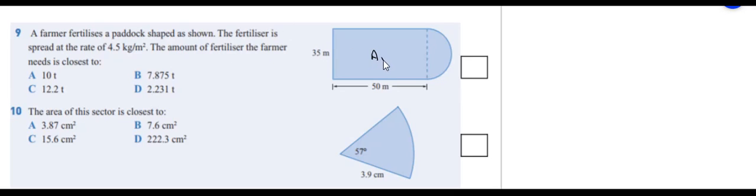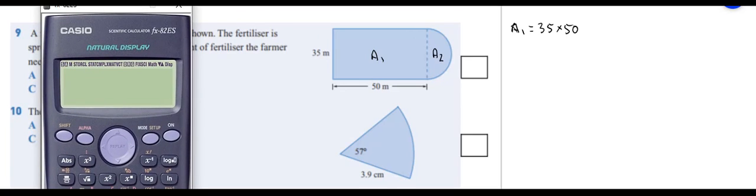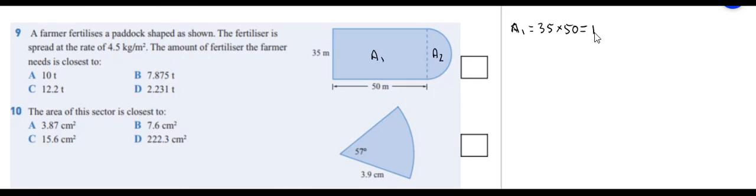There's the rectangle, which I'll call area 1, and the semicircle I'll call area 2. So area 1 is just going to be 35 times 50. I don't have a calculator at the moment. Yes, I do. We'll do our calculators right here. Okay, so 35 times 50 is 1,750 metres squared.